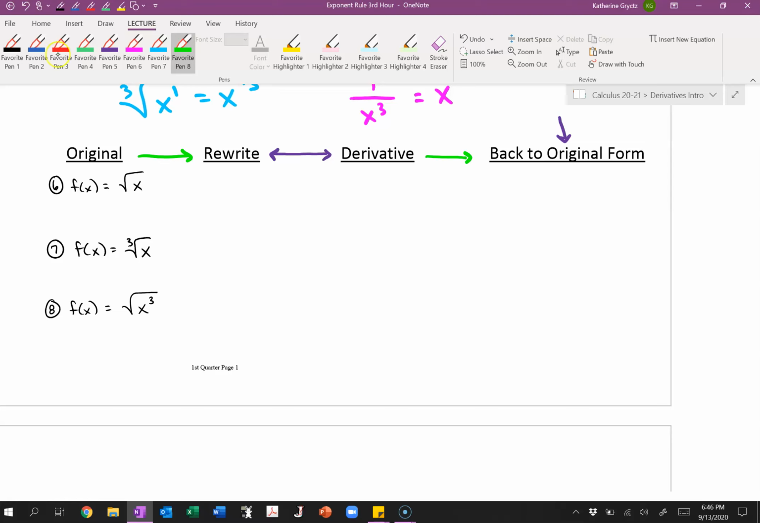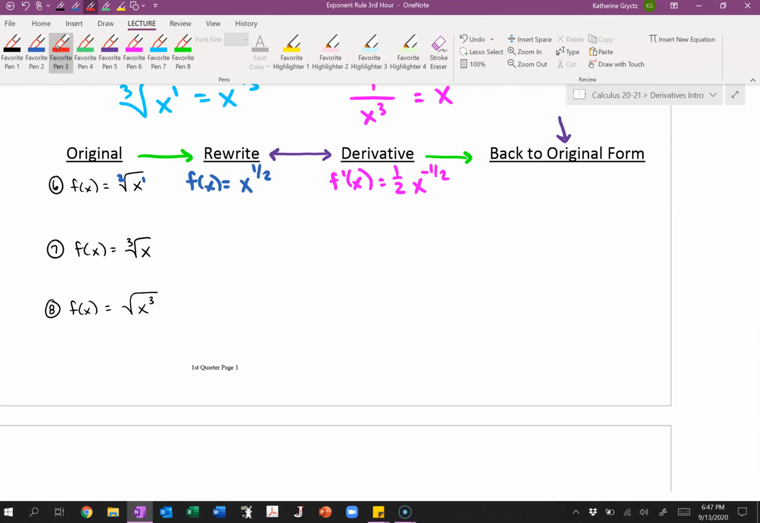So for number 6, what we'd have to do is rewrite it first. So this would be a root, so we're going to turn it into a fractional exponent, inside over outside. So that's x to the 1/2. Now it's in that form. Now I can take the derivative. So my derivative would be multiply the exponent times the coefficient, so 1/2 times the 1 that's out front, x to the negative 1/2. So that's the calculus that we're doing.